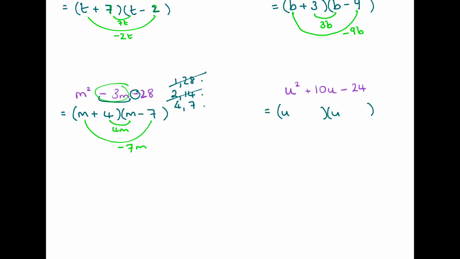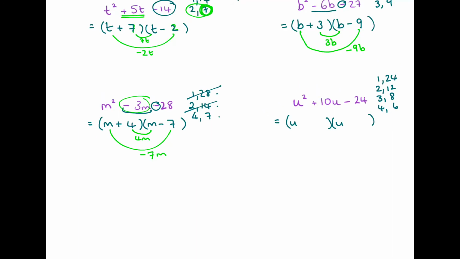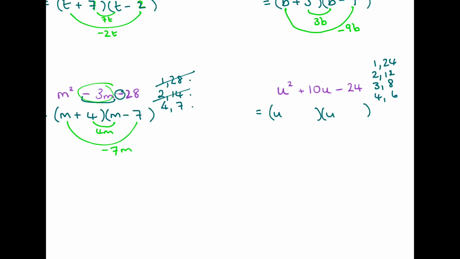U. Now, quite a few factors of 24 as we discovered the other day. So 1 and 24, 2 and 12, 3 and 8, 4 and 6, 5 doesn't go in, and we've already got 6 in our list, so we've got them all now. So we need to work out which one of these pairs is going to give us plus 10u when we do our multiplying out. Okay, so we can't make 10u out of 1 and 24. 2 and 12, well, we can make 10 out of that.